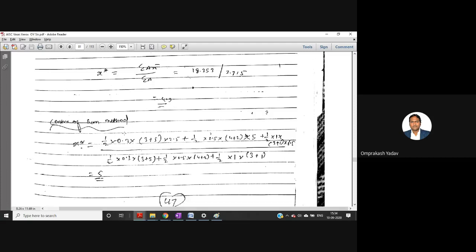The summation of areas which we have calculated: 1 by 2 into 0.3 into 3 plus 5, plus 1. Just ignore the x bar and get the answer. If you see between both the methods, little bit differences are there. That's it.